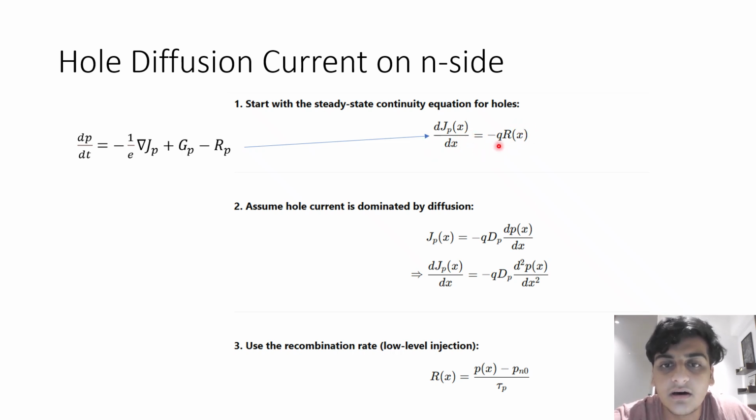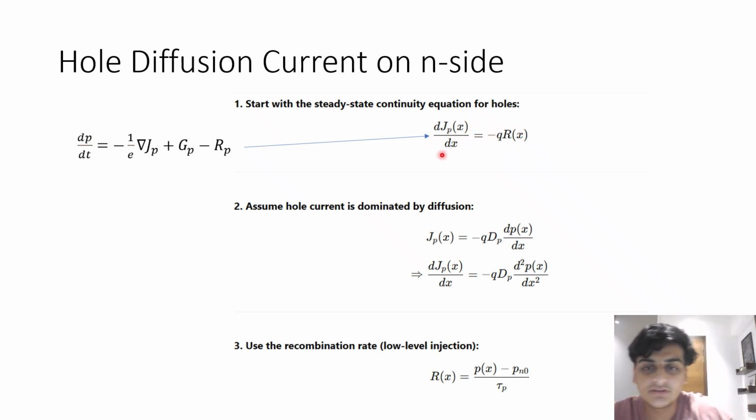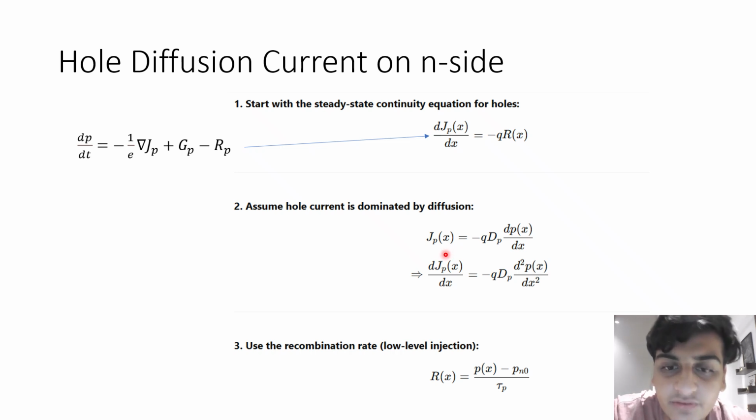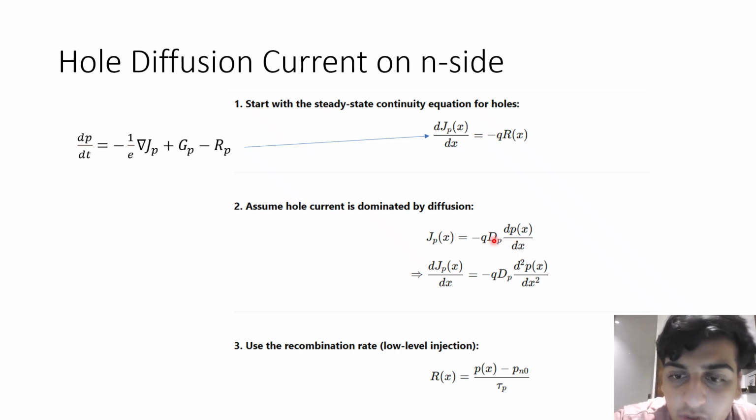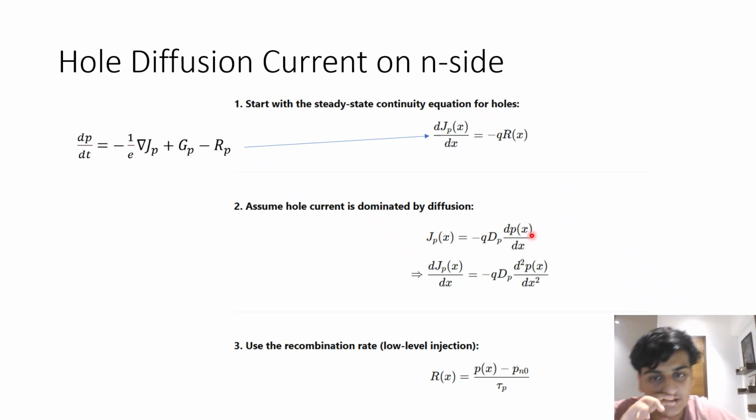So this is the first equation that we are going to use. The second equation that we'll use is simply the whole current in terms of drift and diffusion. Now we are going to assume that diffusion dominates over drift. So we are just going to write the diffusion current, which is nothing but Q times this constant times the gradient of charges.